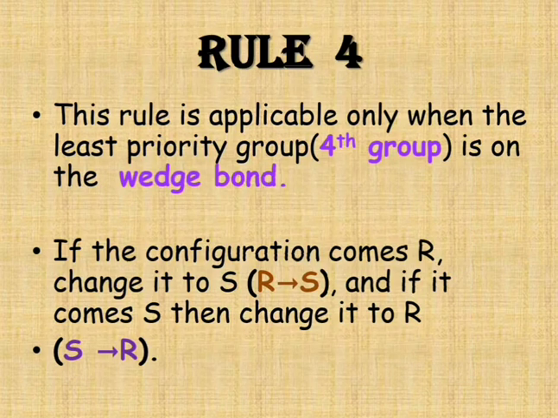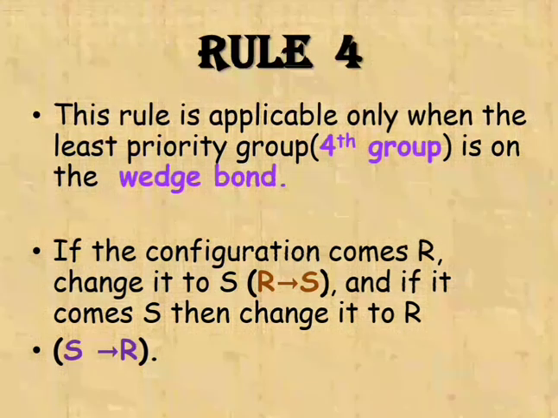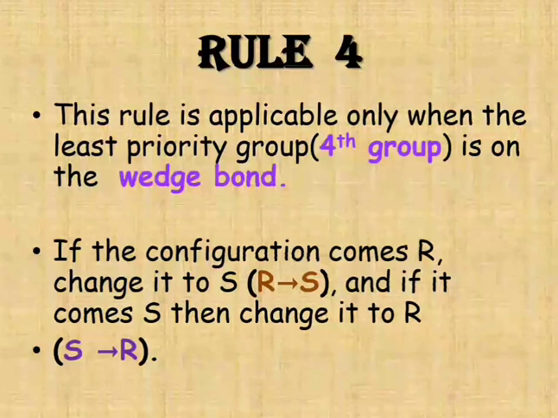Rule number 4, it is very important that this rule is applicable only when the least priority group, that is the fourth group, is on the wedge bond, that is the bond coming towards you. If the configuration is R, then we have to change it to S, and if the configuration comes out to be S, then we have to change it to R.